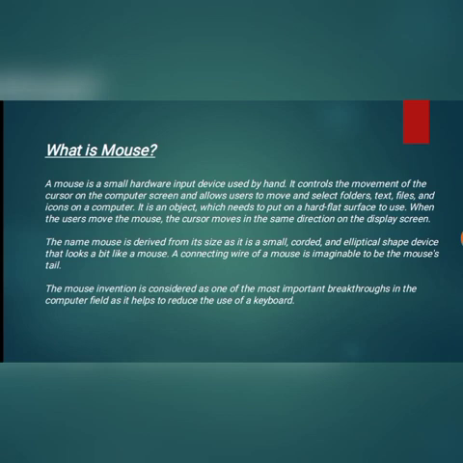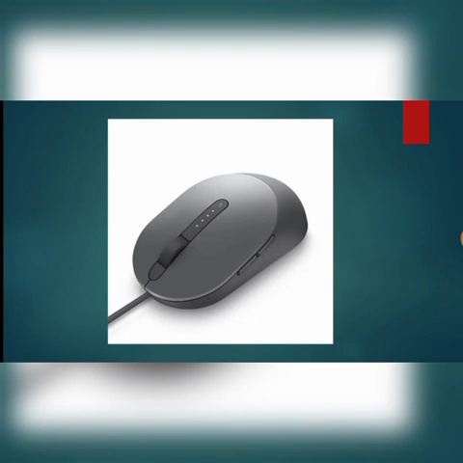The name mouse is derived from its size, as it is a small, corded, and elliptical shaped device that looks a bit like a mouse. The connecting wire of a mouse is imagined to be the mouse's tail. The mouse invention is considered one of the most important breakthroughs in the computer field, as it helps to reduce the use of a keyboard. This is how a mouse looks like.